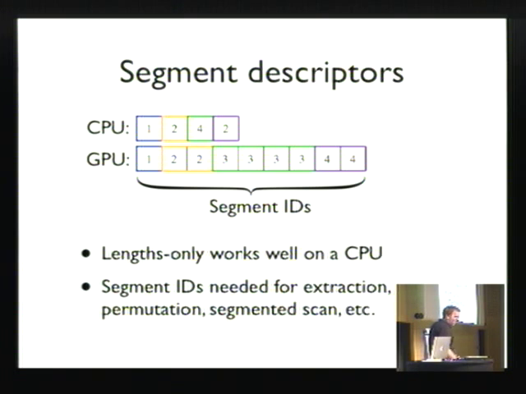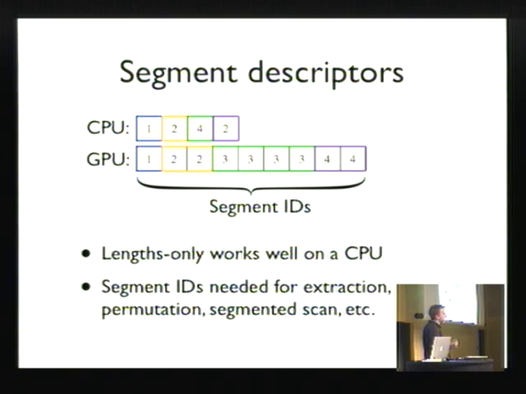So instead what we do is we pad out the segment descriptor up to the length of the vector with the corresponding segment IDs. And this is a huge memory trade-off that we've decided to make because you end up having to do it anyway on every GPU call, so we might as well do it up front and hold it along with us. And then for extraction and permutation, that's all we need to be able to perform those operations quickly.